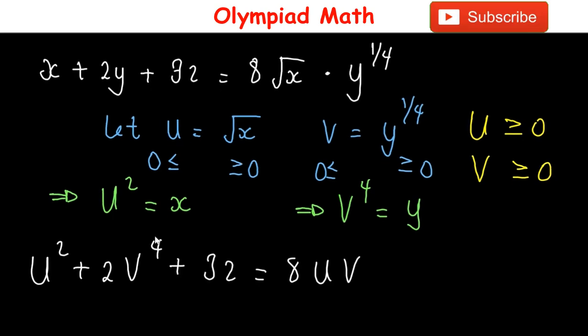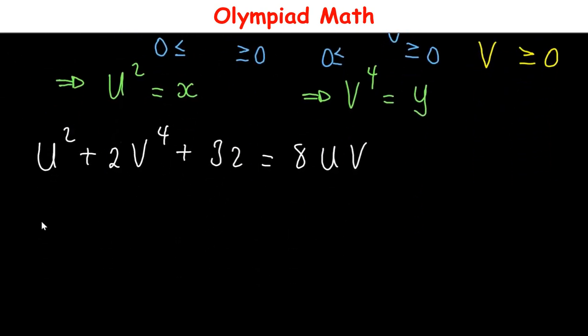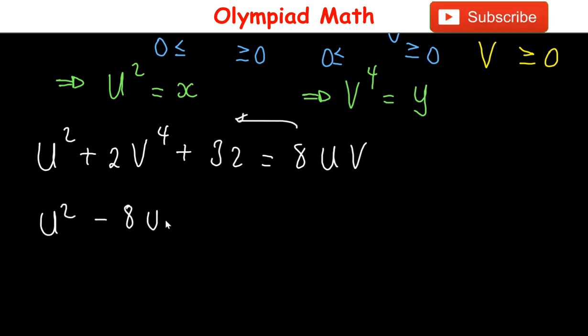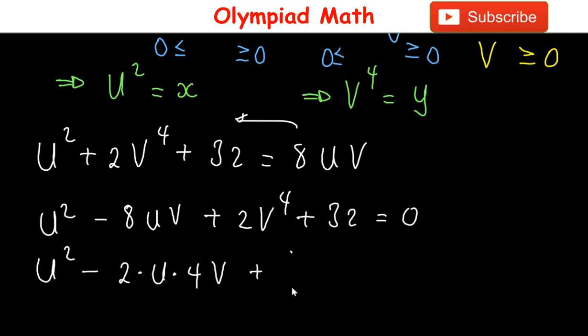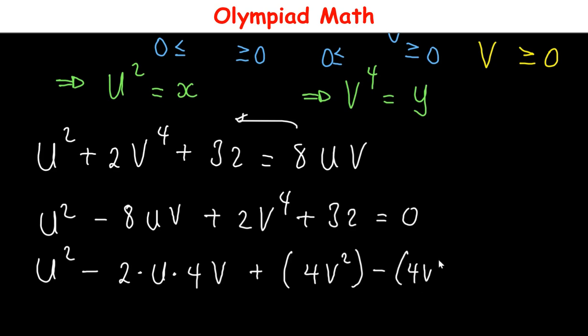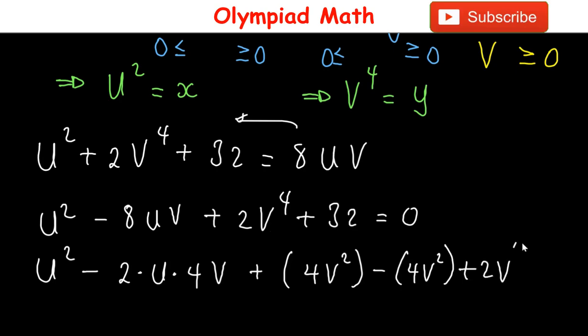Okay, so with this, we then have this equation as u squared. Move this over to the left hand side: minus 8uv, then plus 2v to the power of 4 plus 32 equals 0. And with this, we can rewrite this as u squared minus 2 times u times 4 times v plus, in bracket, 4v squared, then subtract 4v squared, then we have plus 2v to the power of 4 plus 32, and this equals 0.